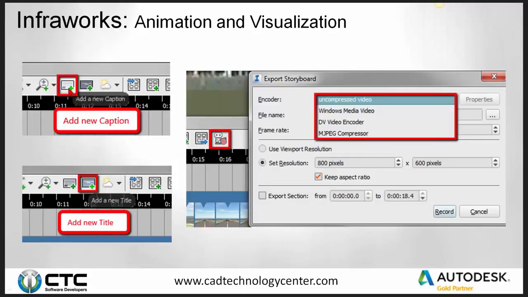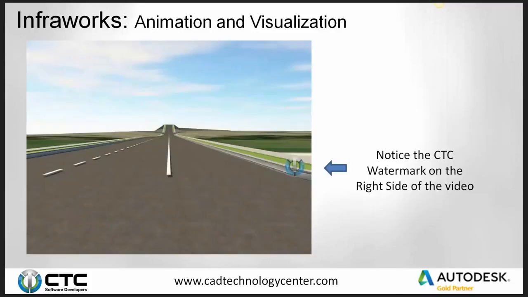I can also add a caption, so through my video I can pop up a caption. Or I can add a title, so at the start of my video I want it to say CTC's New Road. Once my storyboard is done, I can export the video as uncompressed Windows Media, DV video, or MJPEG. I can set resolution and aspect, and say only export the first 15 seconds, or maybe the last 10 seconds.